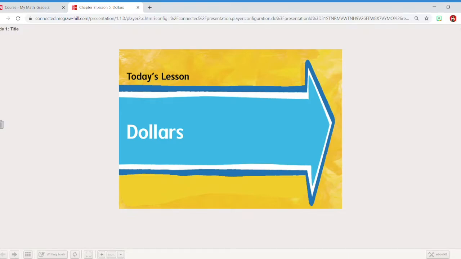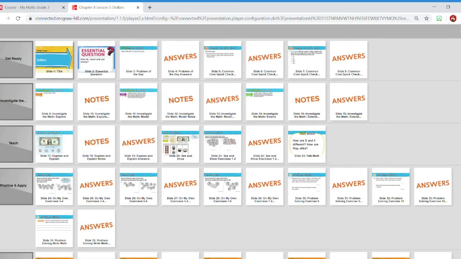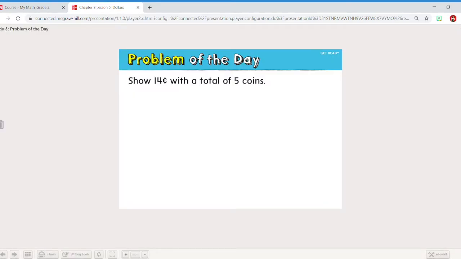Class, today we'll be working on lesson 5 about dollars. We've been looking at change and how to use it, and now we're going to look at how we're going to add it into dollar bills and what that looks like. So we're going to dive right in with a few warm-up questions today. If you have a blank piece of paper and you want to solve along with me, let's go ahead and do that.